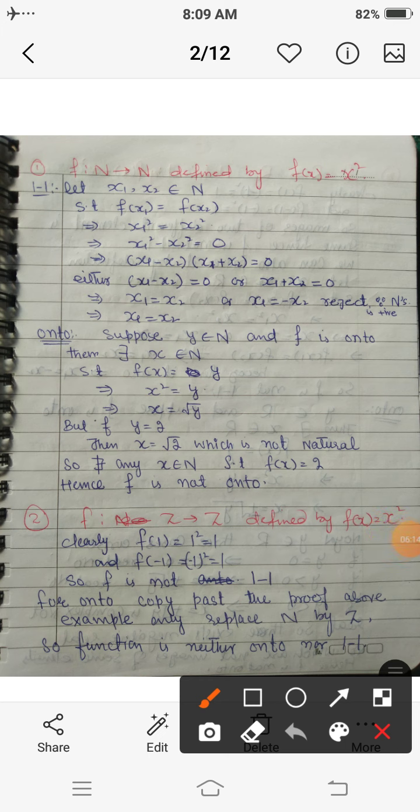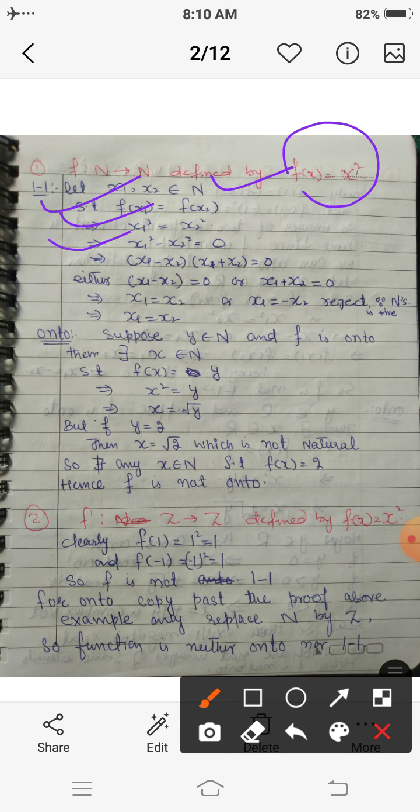Now if we consider another function f from N to N defined by f of x equals x square, we have to check its bijectivity, which means we have to check whether this function is one-one and onto. Let x1, x2 belong to N such that their images are the same, meaning f of x1 equals f of x2, which implies x1 square equals x2 square, or x1 square minus x2 square equals 0.